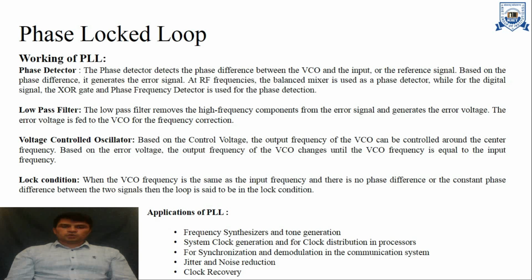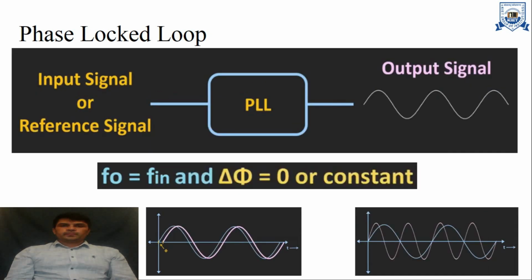Then the lock condition: when the VCO frequency is the same as the input frequency and there is no phase difference or a constant phase difference between the two signals, then the loop is said to be in lock condition, like in our example 1. In this case we can say that our phase is locked.